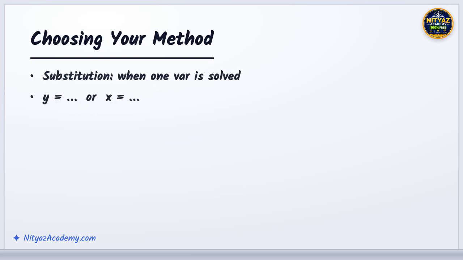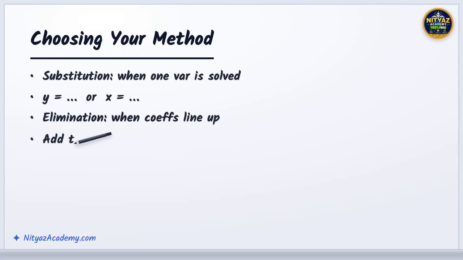If one equation already has x or y by itself, substitution is fastest. Drop it into the other equation. If the equations are both in standard form with matching coefficients, elimination wins. Line them up and add so one variable cancels. With practice, you'll spot the easier route in seconds, which saves precious time on the test.